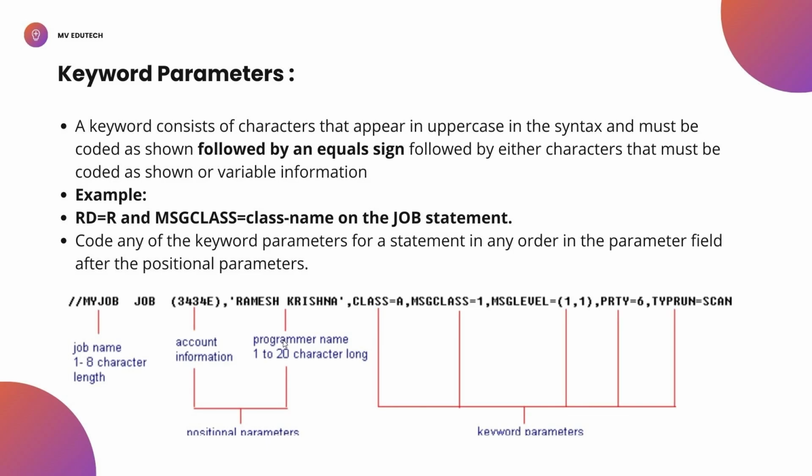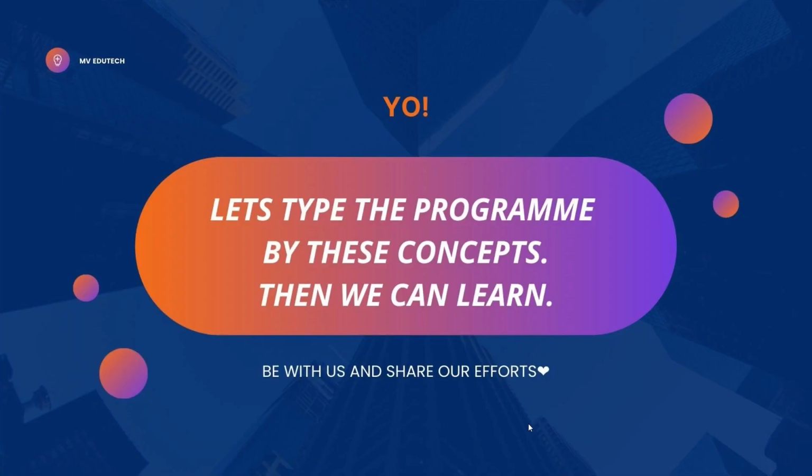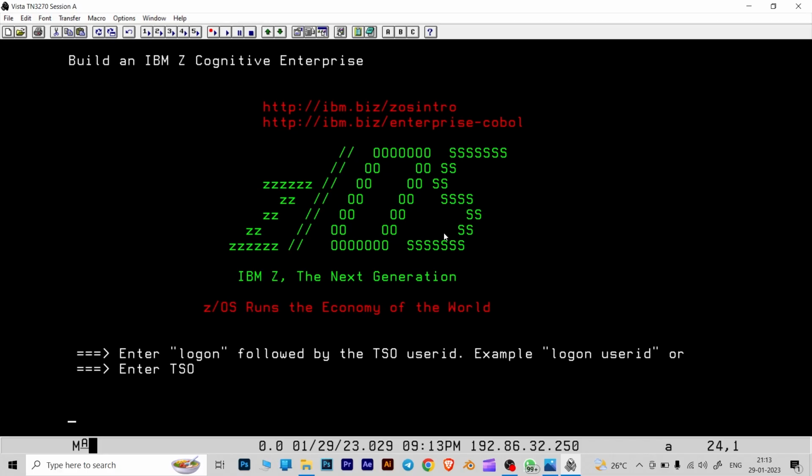In the keyword parameters we have CLASS=A, MSGCLASS=1, MSGLEVEL=(1,1), PRTY=6, and TYPRUN=SCAN. We'll see what is meant by priority, message class, message level, and class, everything, in the further videos while we are doing coding. Let's try the program with these concepts, then we can learn.